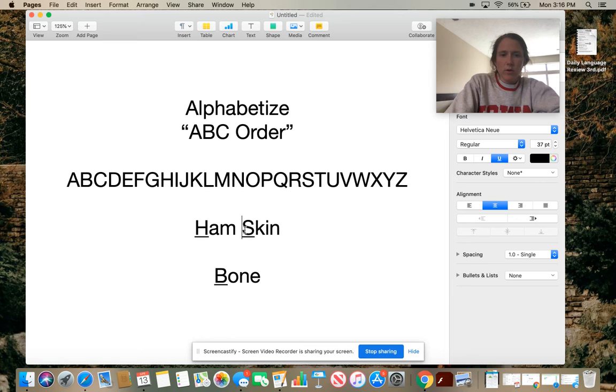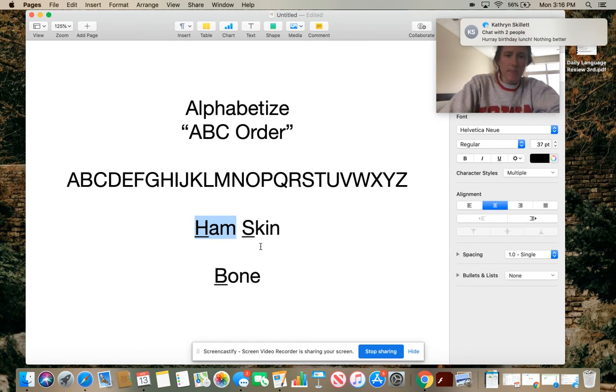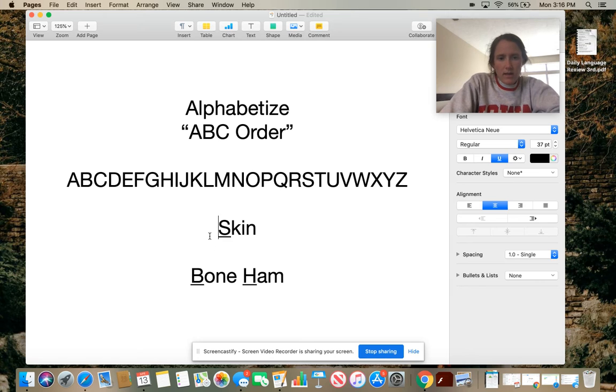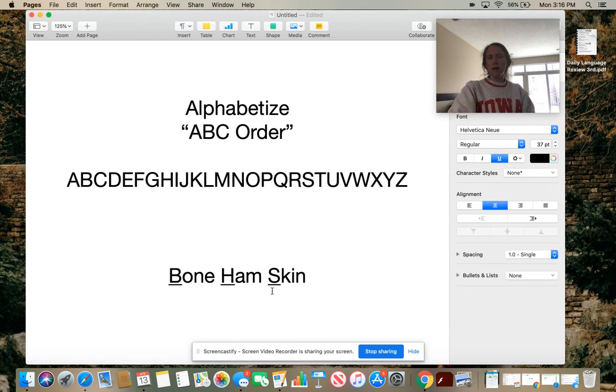So I can take bone out. Now I have ham and skin. Well, H comes before S in alphabetical order. So the next word would be ham. And then the last word would be skin. So that would be alphabetizing based on the first letter in the word.